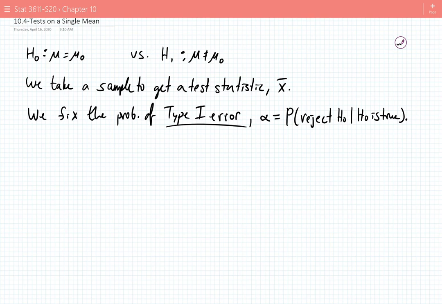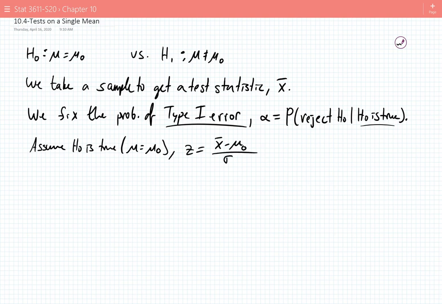All right. So what do we have to work with? Well, remember, this is given H naught is true. Assuming the null hypothesis is true, that is, that the population mean is actually whatever mu 0 is, then we have a standard normal random variable when we look at x bar minus that mean, mu 0, divided by sigma over the square root of n, under the central limit theorem. This is a standard normal.